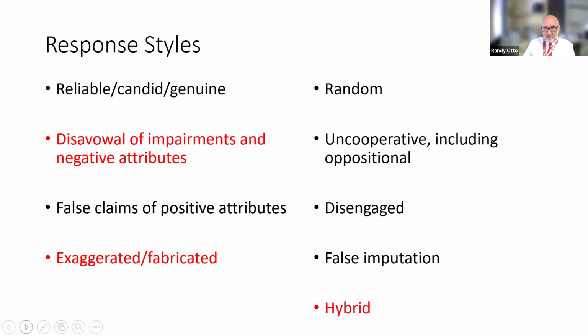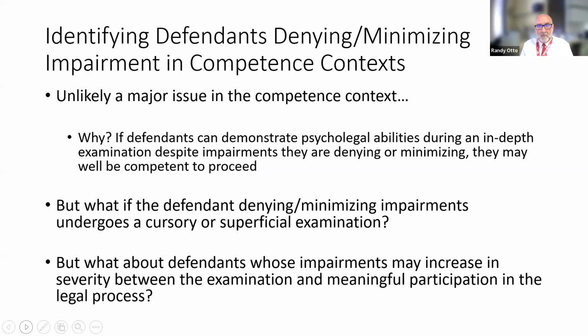Okay. All right. Let's go to the next slide, Alex. Okay. So let's talk about defendants who might deny and minimize impairment in the competence evaluation context. I don't think this is a major issue in the competence context. I'm not saying that it doesn't occur, but I'm not so concerned about it. This is how I think about it. Happy to hear how other people think about it. If a defendant who's impaired and doesn't want to share that impairment can demonstrate psycholegal abilities during an in-depth examination, despite the impairments they're denying or minimizing or attempting to hide, they may well be competent to proceed.